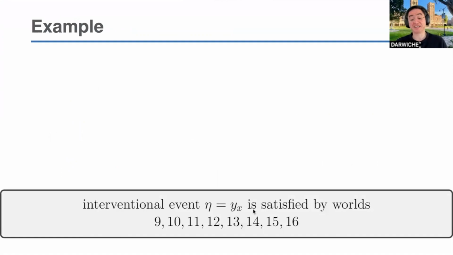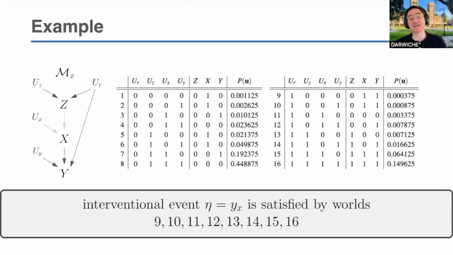Now, let's look at another example. Interventional event. Which worlds satisfy this event? That if I intervene and set x to true, then y will become true. I can do the exact same thing, but I want to do it with respect to this particular submodel, not the original model. Now, we can do this from scratch, but it's a good exercise to do this by modifying this example.